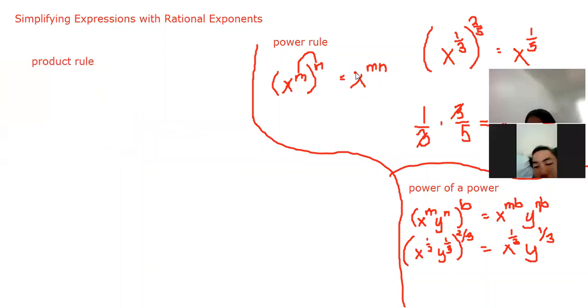So, let's have here another rule. Product rule, burahin ko na nga itong product rule. This is the power of a quotient.